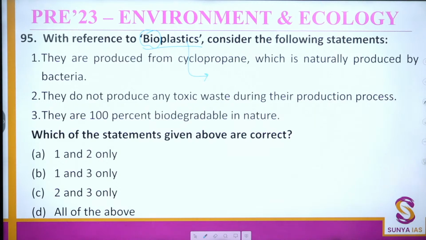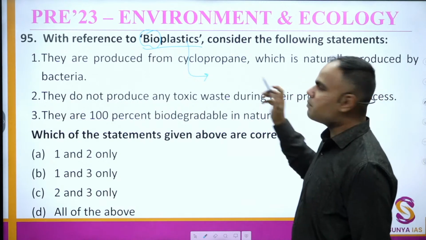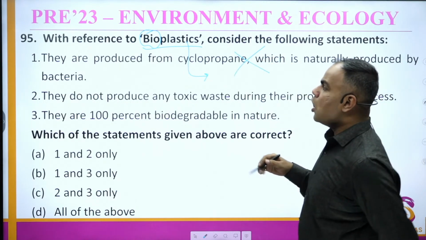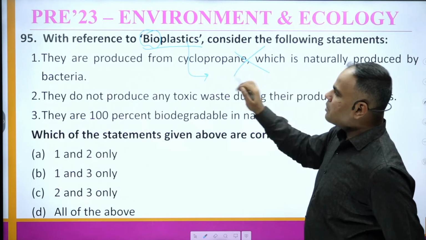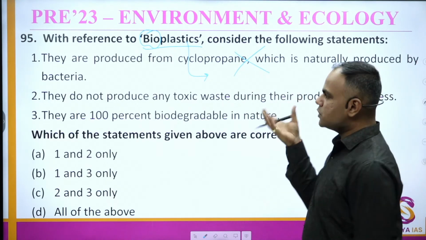So number one is that these are produced from sugar, cornstarch, and related compounds. So this becomes wrong. Although in the lab, cyclopropene is being used. It's not naturally produced. So in the labs, we are producing it through bacteria.